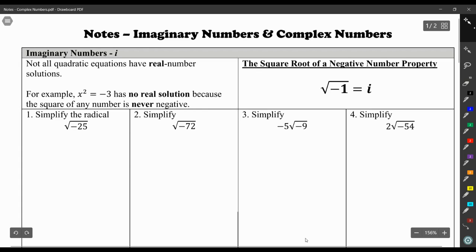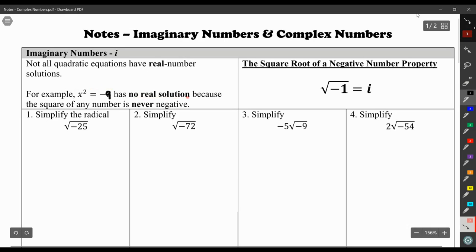Imaginary numbers and complex numbers. So, in addition to having real numbers, there's also something called imaginary numbers. Where they come from is when you have an equation that doesn't have a number you can use. So, for example, x squared equals negative 9 has no real solution.